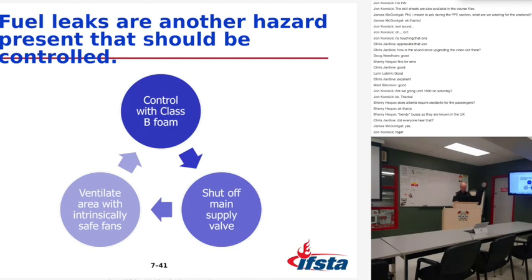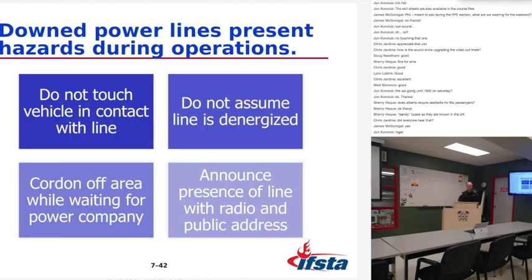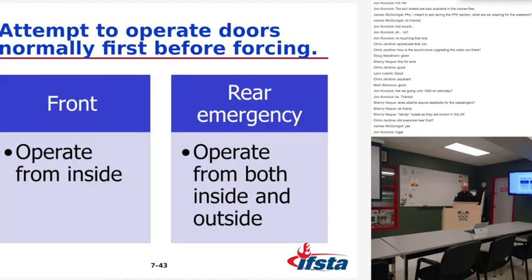Down power lines. We all have the 10-meter rule down pat, right? We'll be talking to ATCO. Do not touch a vehicle in contact with power lines, even if a victim can be seen through the windows. Do not assume the power line is de-energized or attempt to move it off the vehicle. Cordon off the area while waiting for utility service personnel. Announce the presence of the down line over the radio and public address system or bullhorn, so everybody knows, including the people in the bus.